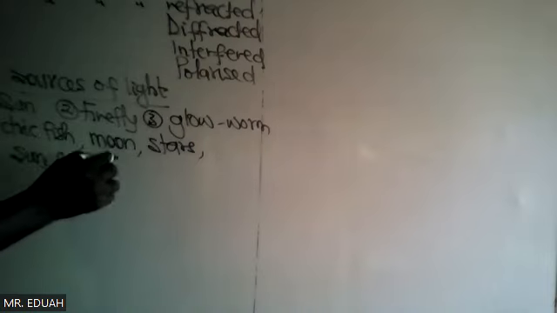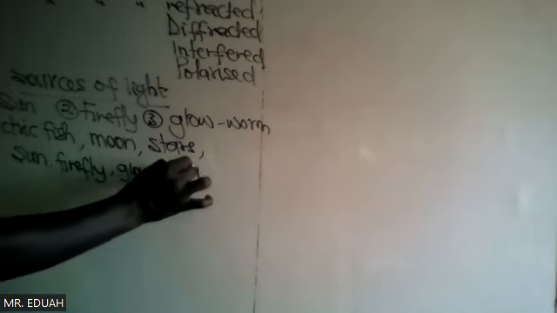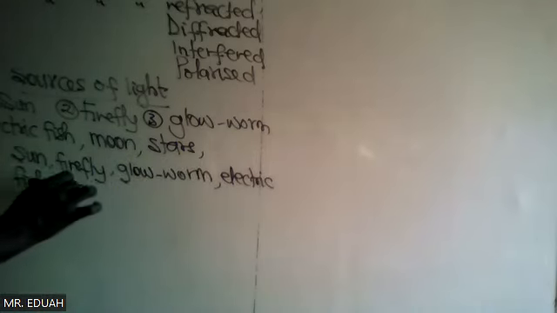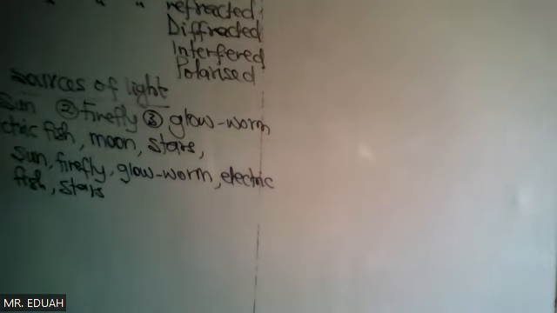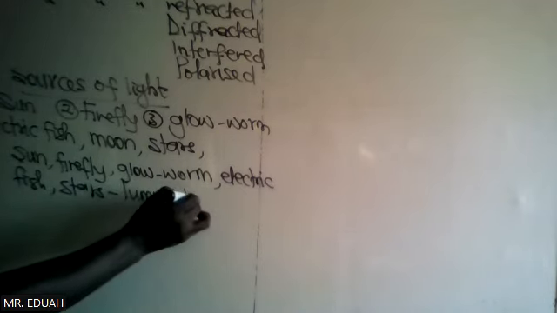So if you look at the sun, if you look at firefly, glowworm, electric fish, stars, all these are sources of light, sources that produce the light by themselves. So we call them luminous bodies.